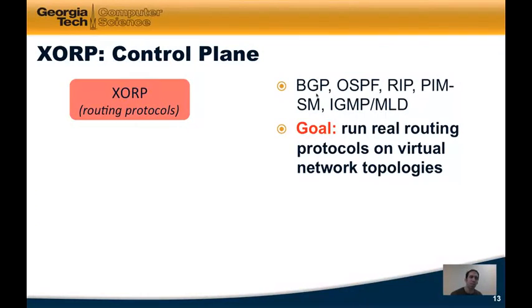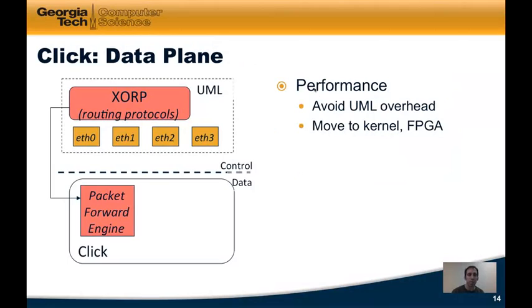VINI also used a separation of the data and control planes to achieve some of its goals of network virtualization. Its control plane is a software router called XORP, which runs a variety of different routing protocols with the goal of allowing the experimenter to run real routing protocols on top of virtual network topologies. VINI's data plane provides the appearance of these virtual network topologies to experimenters.